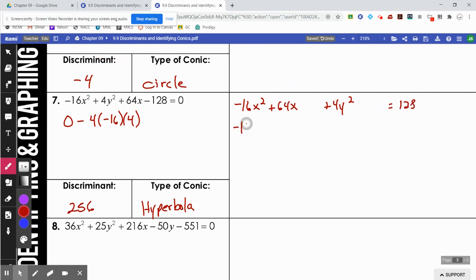Anything in front of x squared and y squared does have to be factored out, so you're left with x squared minus 4x, leave a space. The 4, you can think of it as factoring out, but it's really, you didn't do anything there, equals 128.